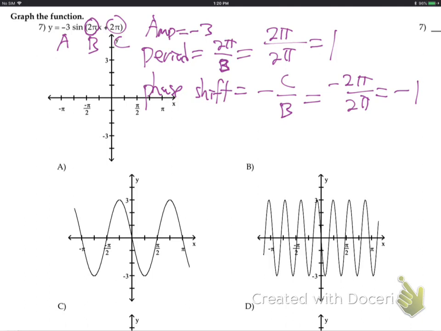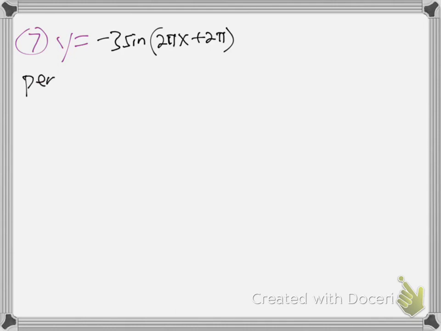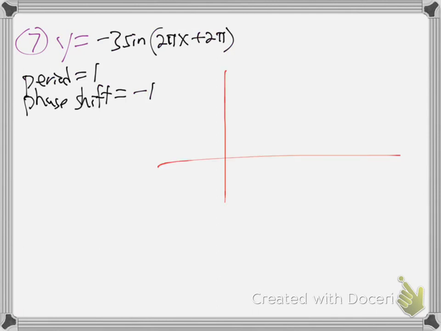Okay, now it's time to draw the graph. Let me bring those over, because that's the easier part. The hard part is getting a look at this thing. So what was it? -3 sine of 2 pi x plus 2 pi. 2 pi x plus 2 pi, right. So we have period, came out 1, phase shift, came out -1. Now what does that mean? When I go to draw my actual graph, where do I start the graph? At the phase shift, -1. That's your start. So start back here at -1.